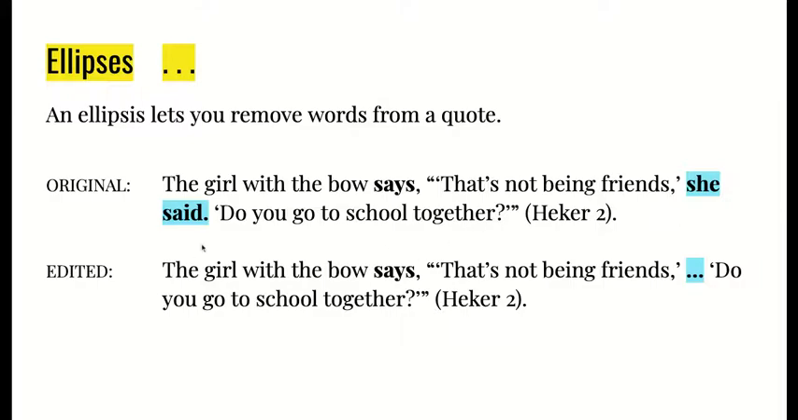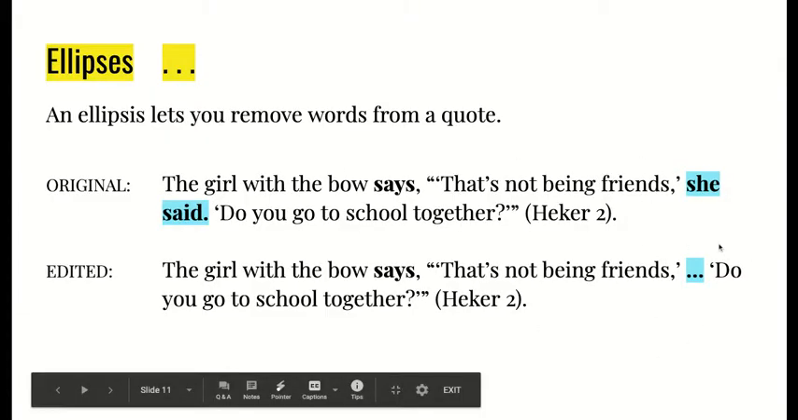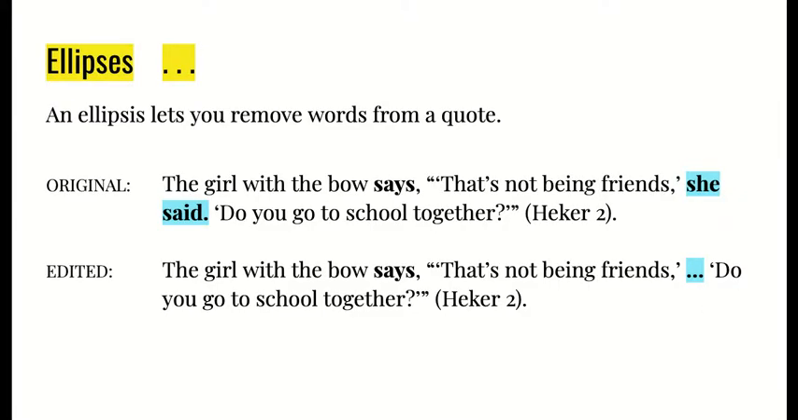So now it reads a lot smoother. The quote is just, that's not being friends. Do you go to school together? And you'll notice here that I still kept the single quotes, right? So in this first one, we closed the single quotes because she stopped talking and then opened them again here. We still close the single quotes and open them again. So it's clear that what was taken out is that little dialogue tag of she said.